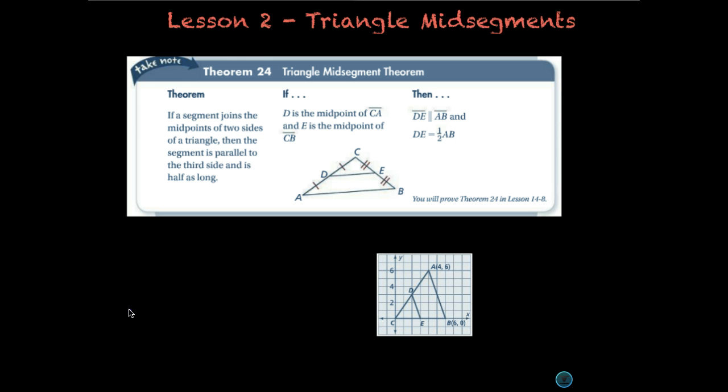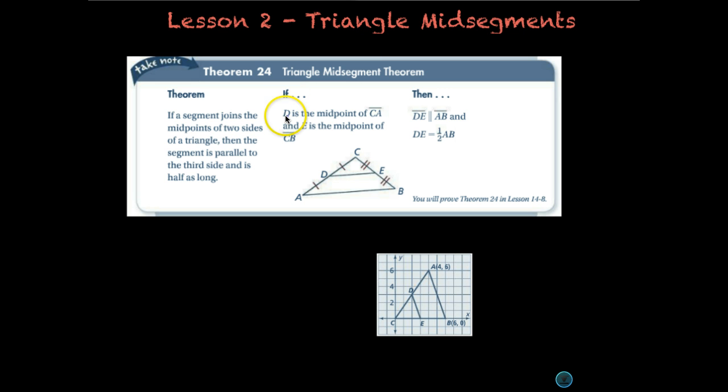Let's look at the triangle midsegment theorem. The theorem says if a segment joins the midpoints of two sides of a triangle, then the segment is parallel to the third side and half as long. So in other words, DE is parallel to AB. DE is also going to be exactly half of AB. It's half as long.